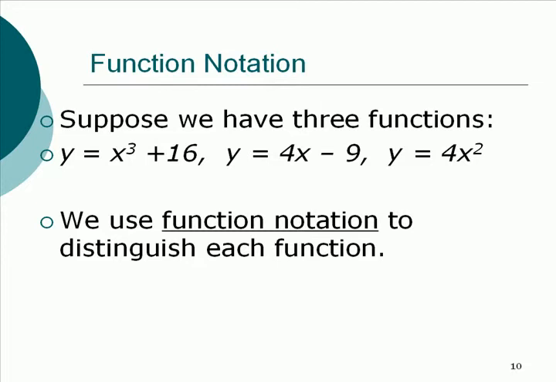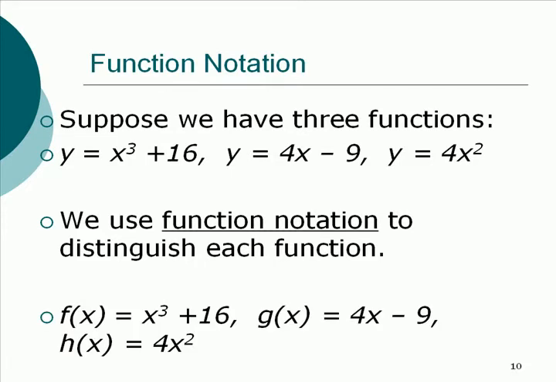So we would use function notation to distinguish. We assign each one of them a variable. Usually f is the most common one. We start with f and go through the alphabet most of the time. So we call the first one f of x equals x cubed plus 16. That's just the same as the top left one, but instead of y, we call it f of x.